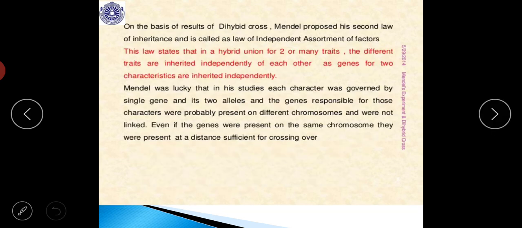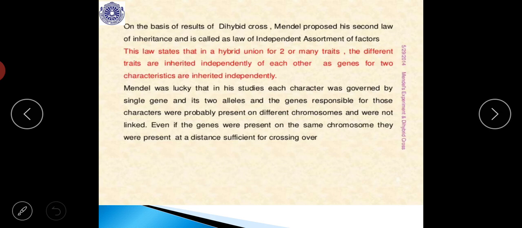On the basis of the results of the dihybrid cross, Mendel proposed his second law of inheritance, and it is called the law of independent assortment of genes or factors. And this law states that in a dihybrid union for 2 or many traits, the different traits are inherited independently of each other, as genes for 2 characteristics are inherited independently.